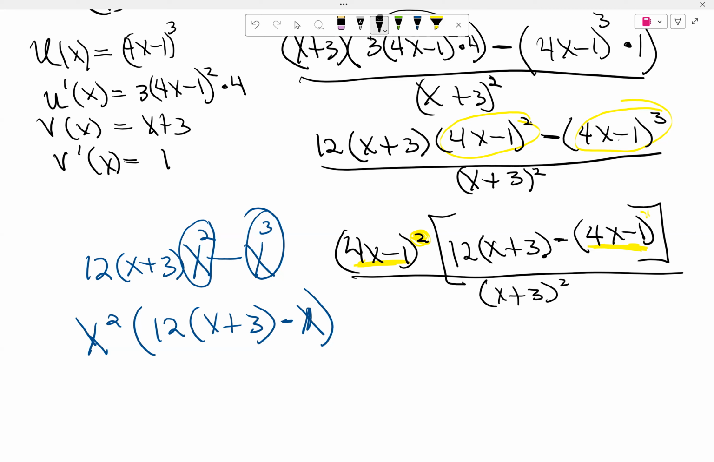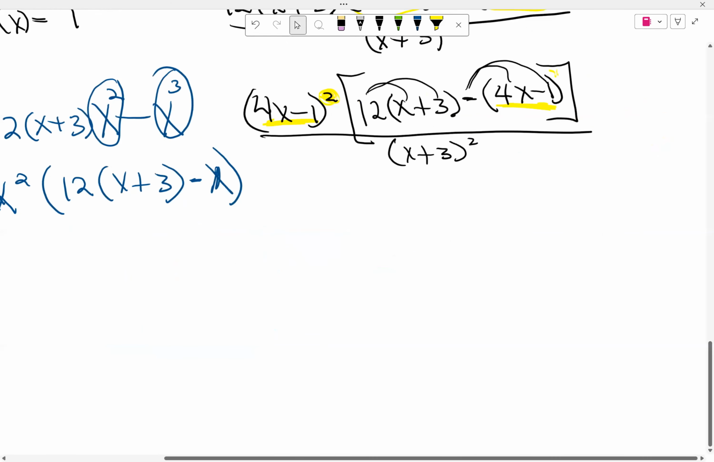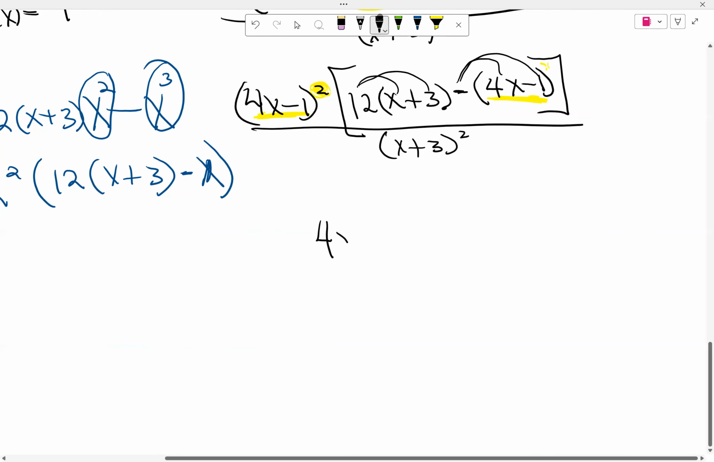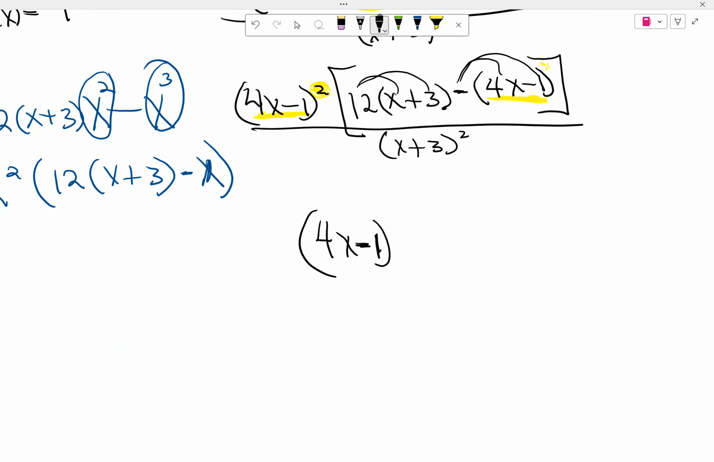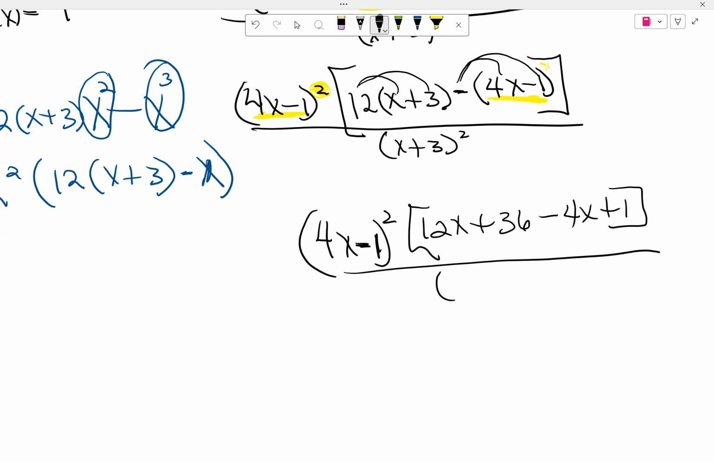So if we multiply 12 times x, 12 times 3, and the negative into the 4x and the 1, this becomes 4x minus 1 squared times 12x plus 36 minus 4x plus 1. And all of this is over the x plus 3 squared.